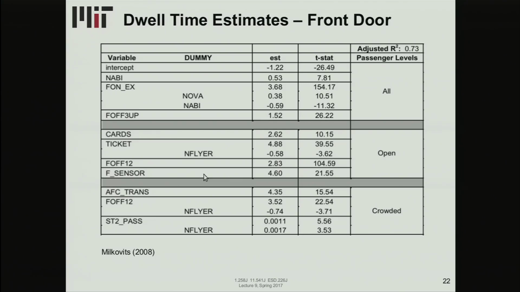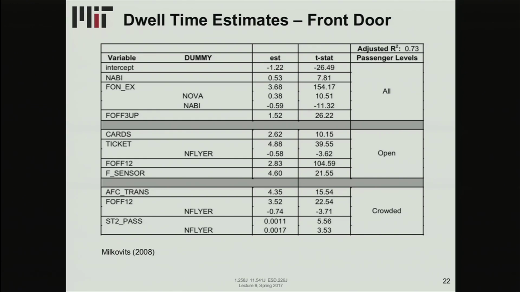So let's look at the high-level results. This is the front door model. So this is for when the front door dominates the process. They had a pretty good adjusted R squared, 0.73. And we see some dummy variables. Navi is a type of bus here, and Nova and New Flyer are also types of buses. So Navi, for some reason, tended to be a half second longer dwell time overall, right?